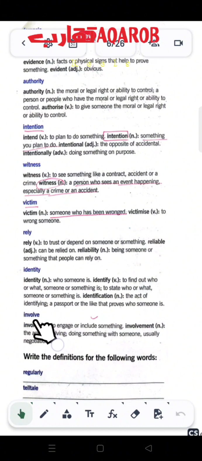And the last word, which is involve. Involve is a verb. It means to engage or include something. Involvement is the act of involving, doing something with someone, usually negotiations. So it means the act of involving, doing something with someone, usually negotiations. Involvement is the noun and involve is a verb.